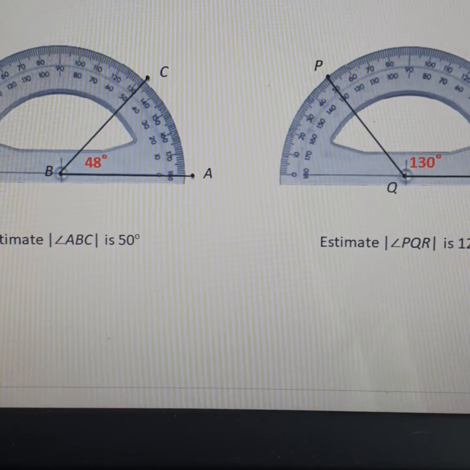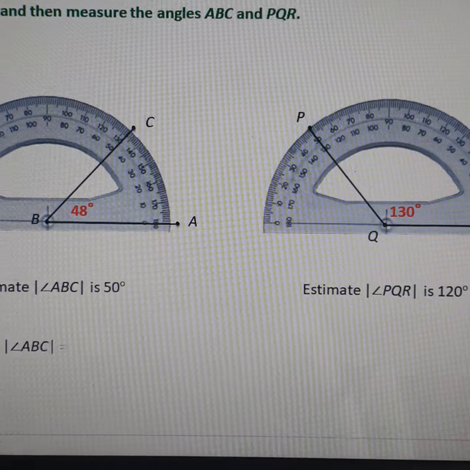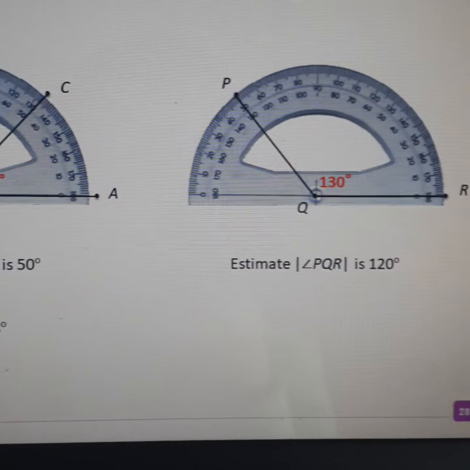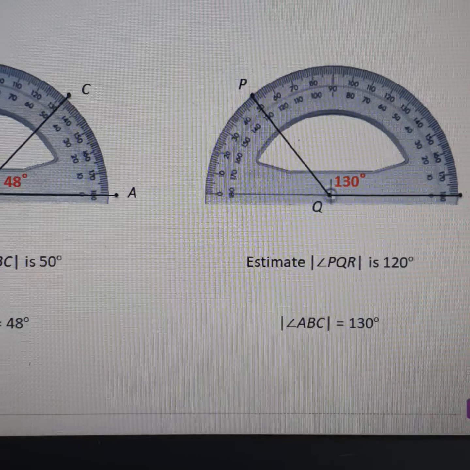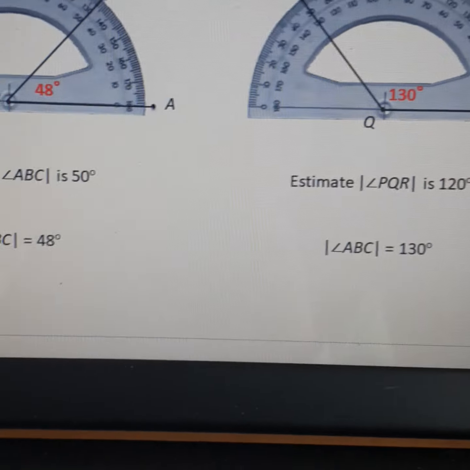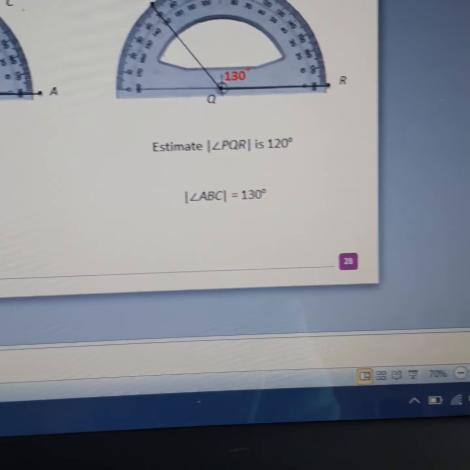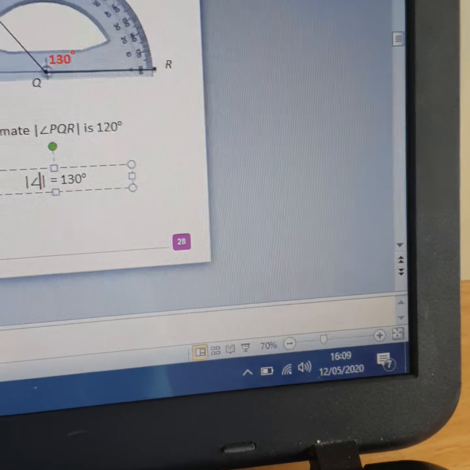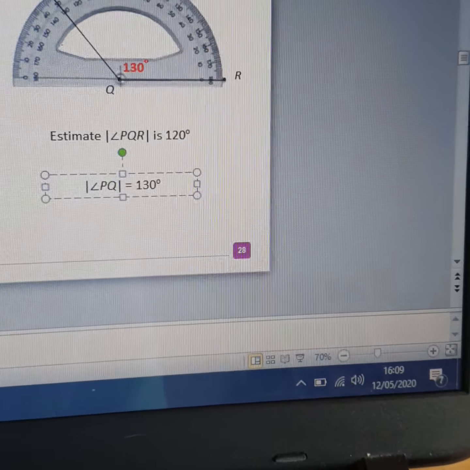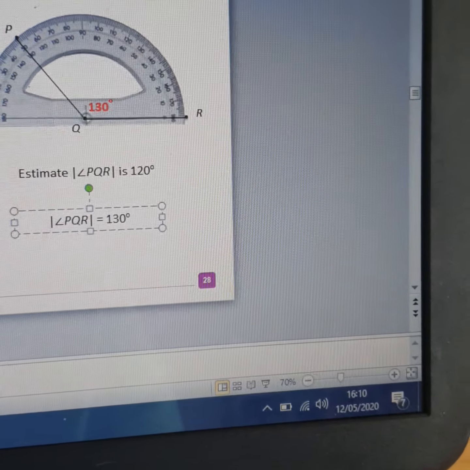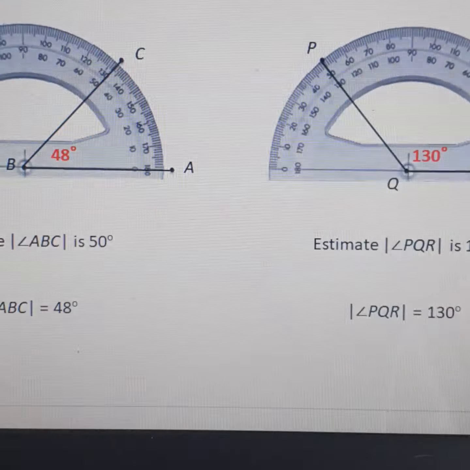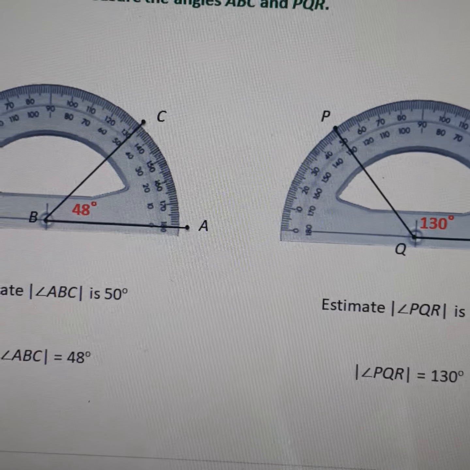So that is estimating and measuring angles, right? So we've got angle ABC then to be 48 degrees, and we've got angle, we should say, PQR. Apologies for that, I'll change that there. So that should say PQR. They're forever making mistakes in these PowerPoints. So PQR. So now we have the exact measurements of the angles. And as I said, it's always good to make an estimate first of all.